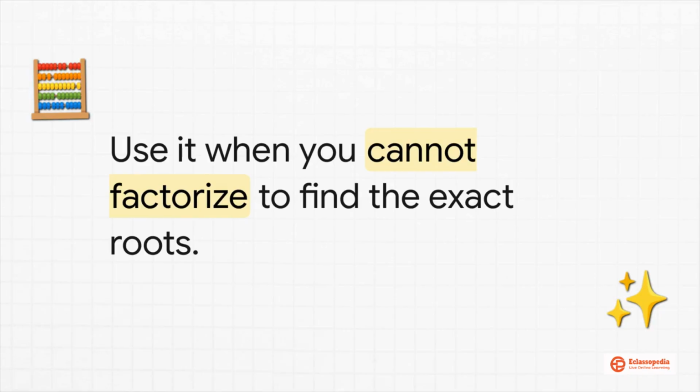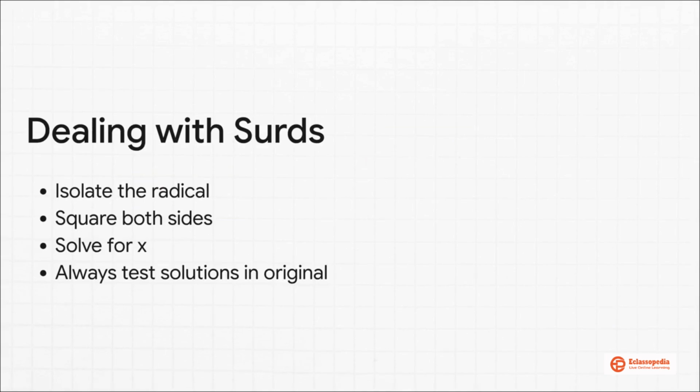But sometimes the numbers just don't play nice. And when you can't easily factorize to find exact roots, you pull out the heavy artillery, the quadratic formula. By simply plugging in your a, b, and c values from your standard form equation, you totally bypass all the mental gymnastics of factorization. It gives you the exact roots every single time, even if they happen to be crazy long decimals.